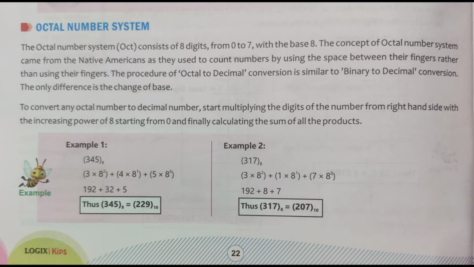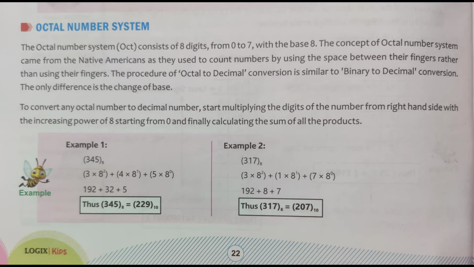The concept of the octal number system came from the Native Americans, as they used to count numbers by using the space between their fingers rather than using their fingers. They don't use their fingers to count, but they use the gaps between the fingers. Let's count 1, 2, 3, 4, 5, 6, 7, 8. There are 8 gaps between our fingers, so they use those gaps to count things.